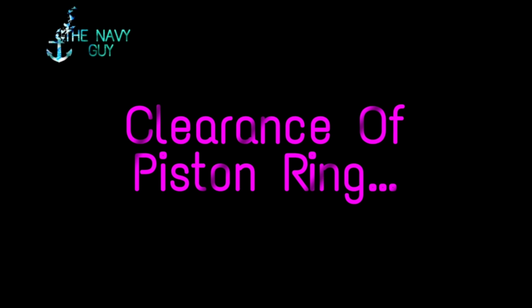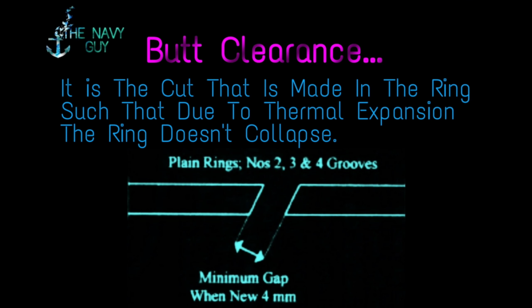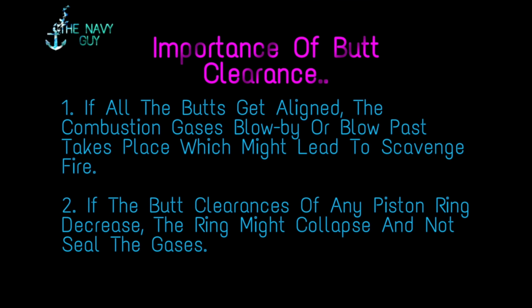On a short note, let's talk about various clearances of piston rings. Butt clearance. It is the cut that is made in the ring such that, due to thermal expansion, the ring doesn't collapse. It has high importance because, 1. If all the butts get aligned, combustion gas blow-by or blow-past takes place, which might lead to a scavenge fire. 2. If the butt clearance of any piston ring decreases, the ring might collapse and not seal the gases.